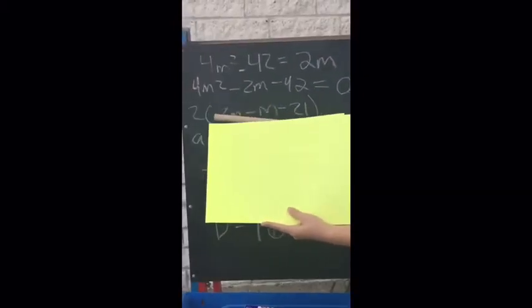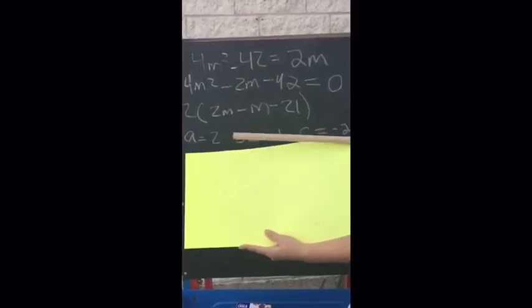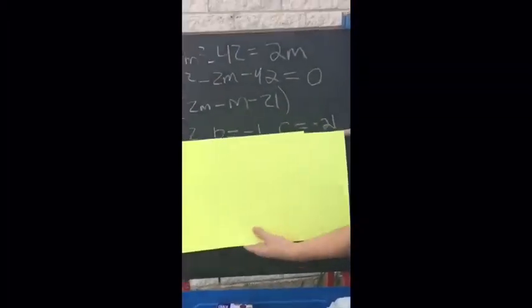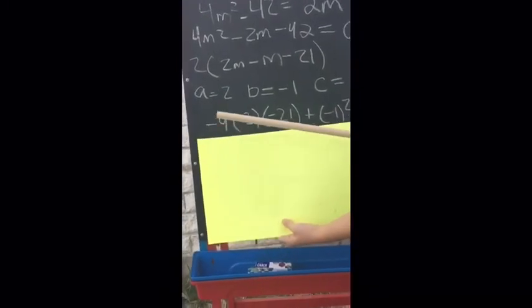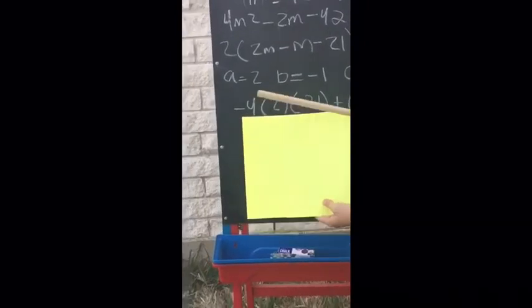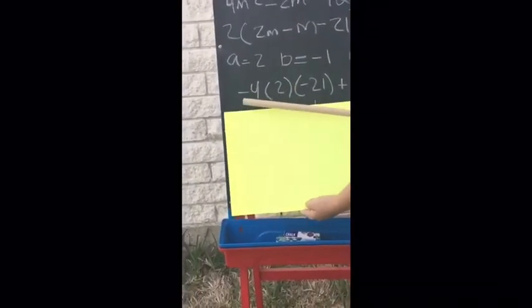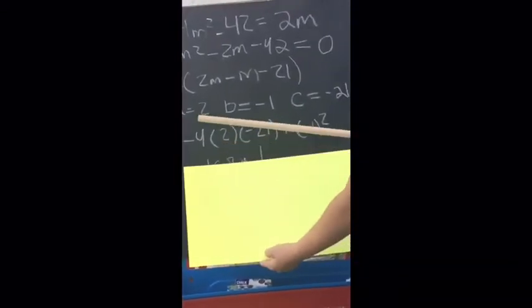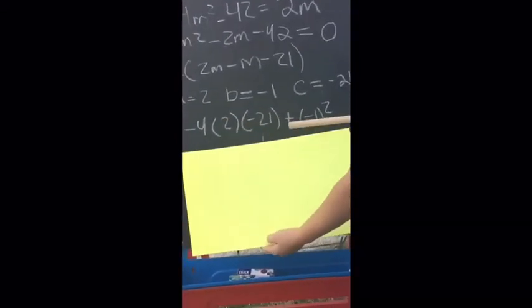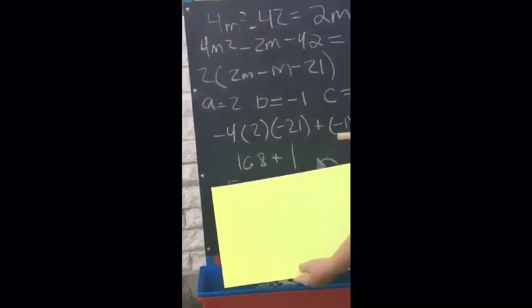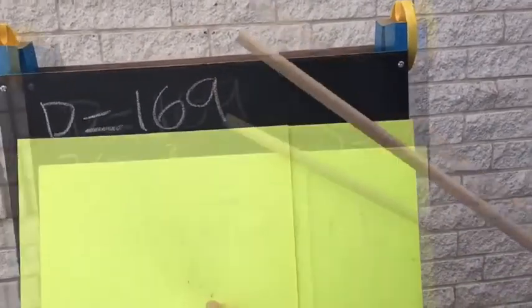So then you take out the greatest common factor, which would be a 2, and you're left with 2m squared minus m minus 21. So then I take out my a, b, and c, a being 2, b being negative 1, and c being negative 21. So then I plug it into the formula to find the discriminant. So I'd be negative 4 times a, so we'd plug in a 2, and then times c, negative 21, and then plus b being negative 1, and then add a square, which gives us a discriminant of 169.